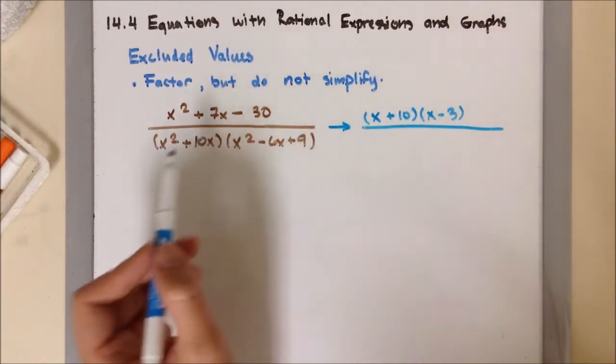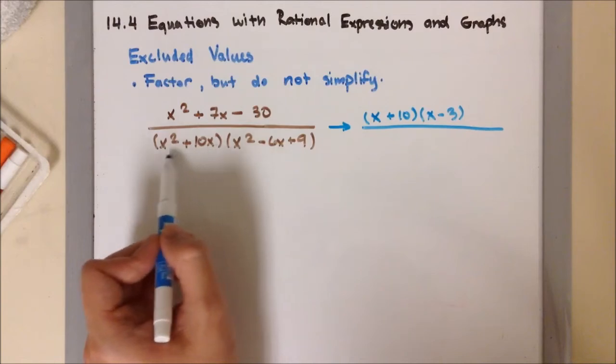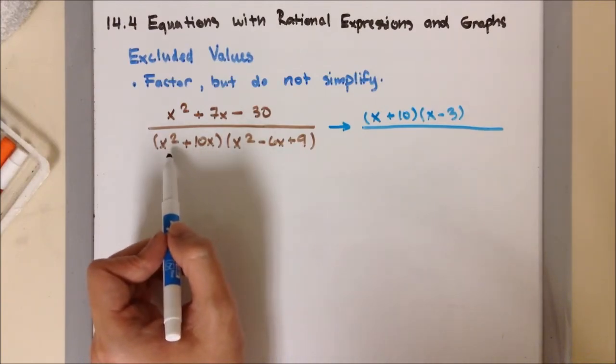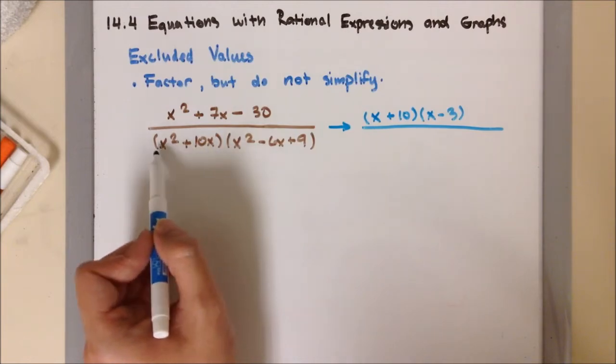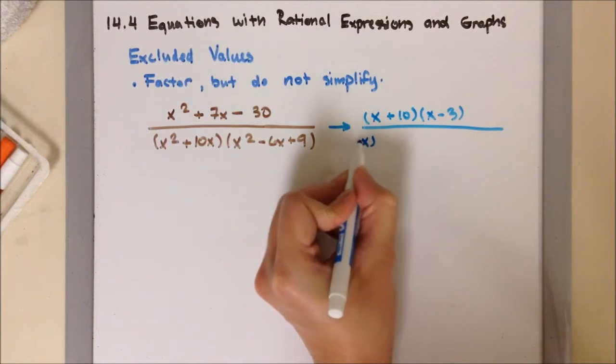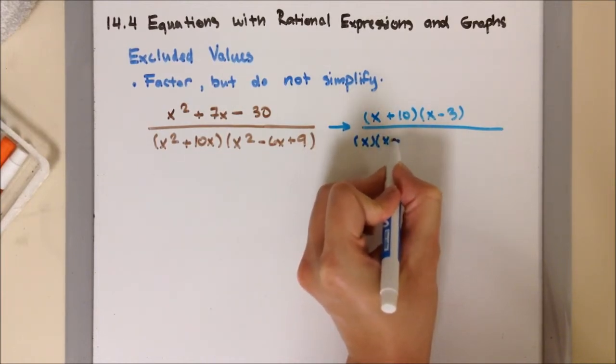Alright, so let's take a look at the first group in the denominator, x squared plus 10x. The only thing we could do here is GCF. The only thing that's in common between these two terms is x. So I'm going to factor out the x, and then what I have left is x plus 10.